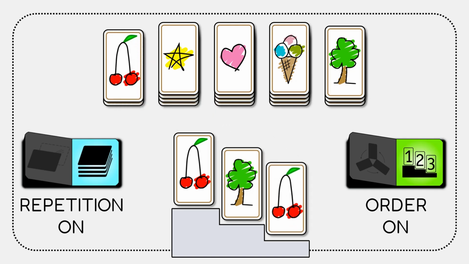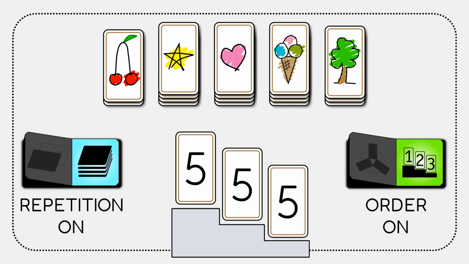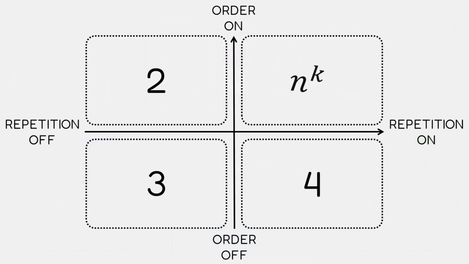Let's think about it. For the first draw, we have 5 choices. Then, for each of those choices, we have 5 choices for the second card, and for each of those, another 5 choices for the third card. So 5 times 5 times 5 gives 125 total selections. With the same reasoning, we can say that the general formula for counting the number of different selections in the first quadrant is n times n times n times ... times n, k times.